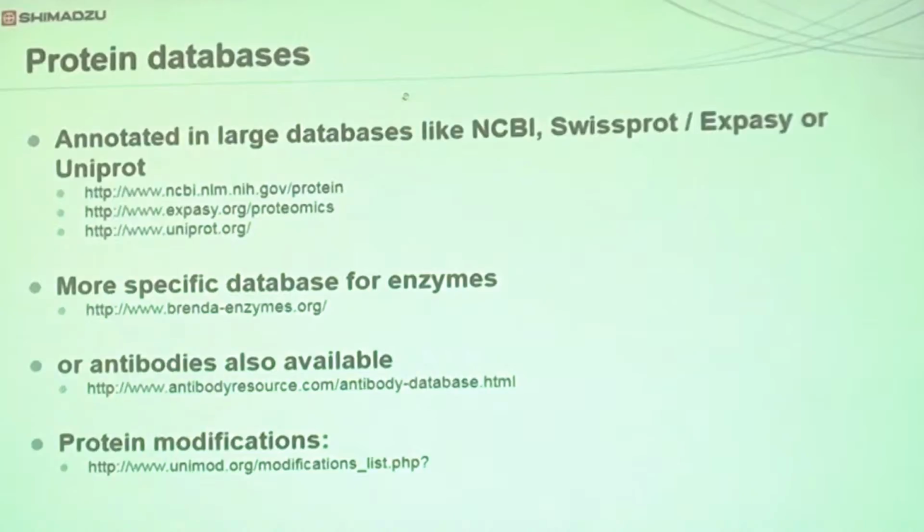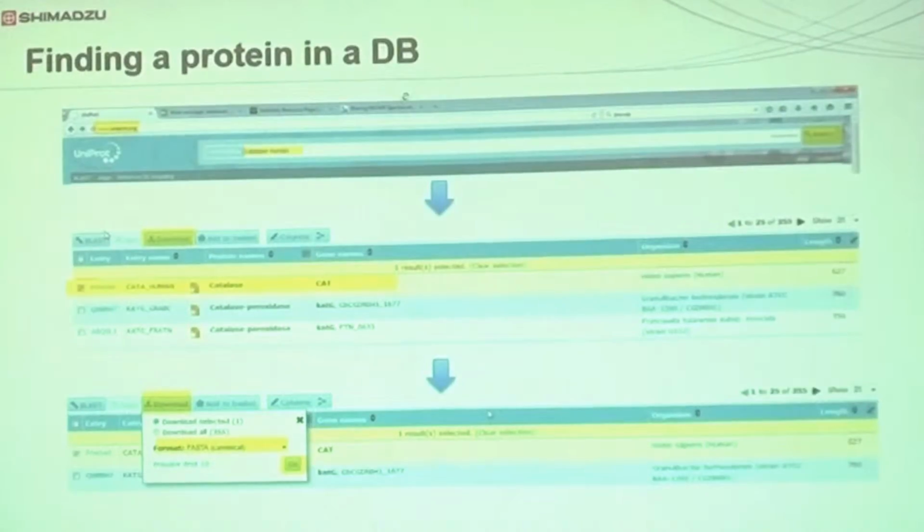So, first of all we need to find out the FASTA sequence for a given protein, so you can search many of the databases for this purpose. The most commonly used database is the UniProt database. Here you just have to give the name of the protein and then you can download the FASTA file. And then you can import that FASTA file in the Skyline software.